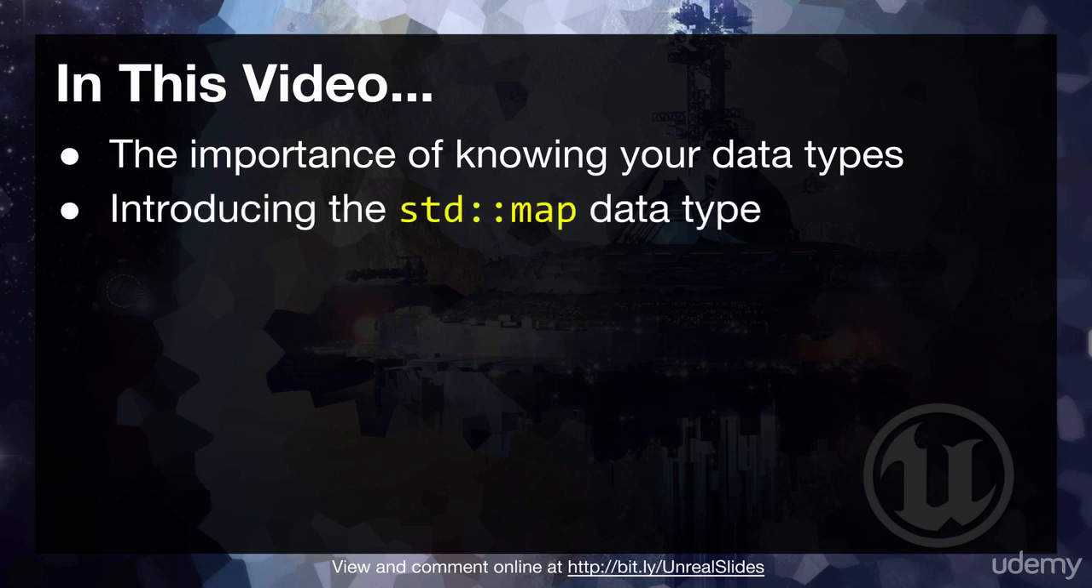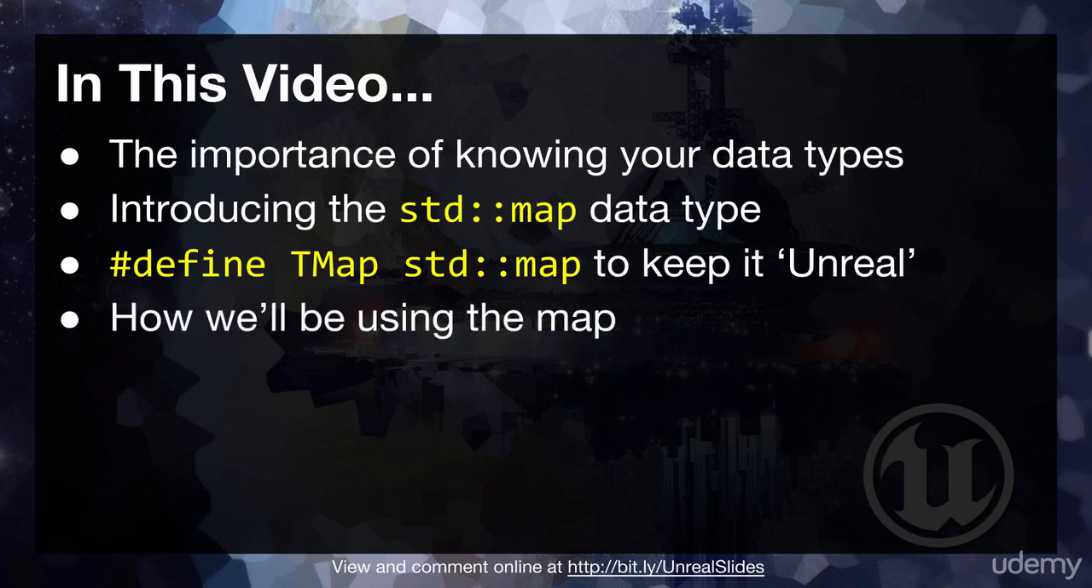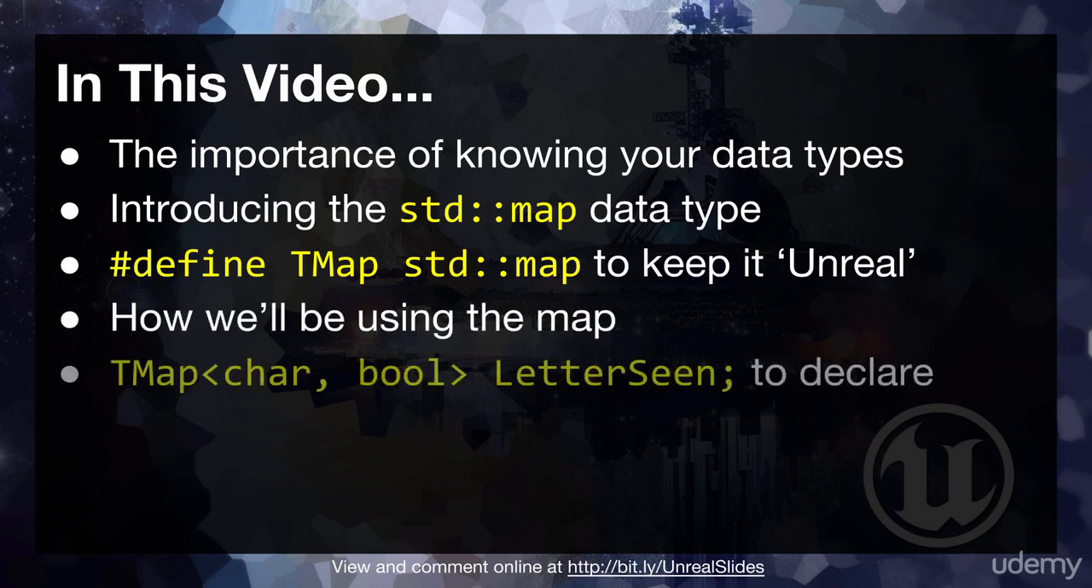We'll be introducing the standard map data type. We will immediately substitute TMap for that so that we keep things Unreal. We're going to write things how Unreal wants us to. They have a structure called TMap. We talk about how we'll be using the map.